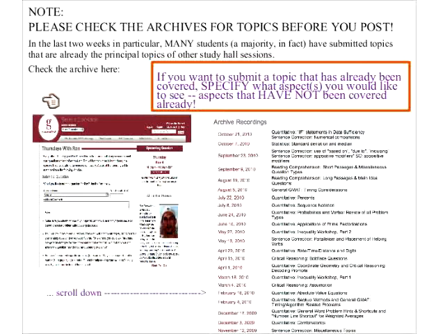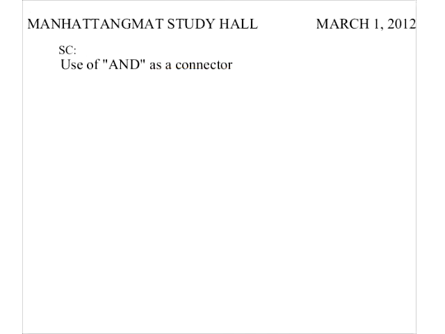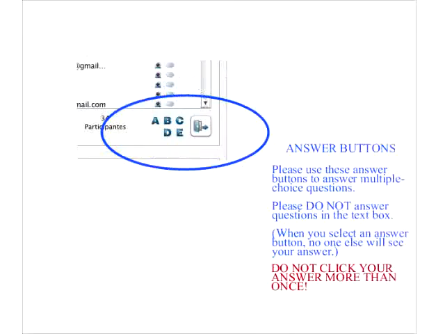Okay. Again, if you just got here, the topic of today is the use of the word "and" as a connector in sentences. So what we are going to do is the usual. We're going to look at some examples and so on and so forth. When we do examples, please use answer buttons. The answer buttons are about to appear.